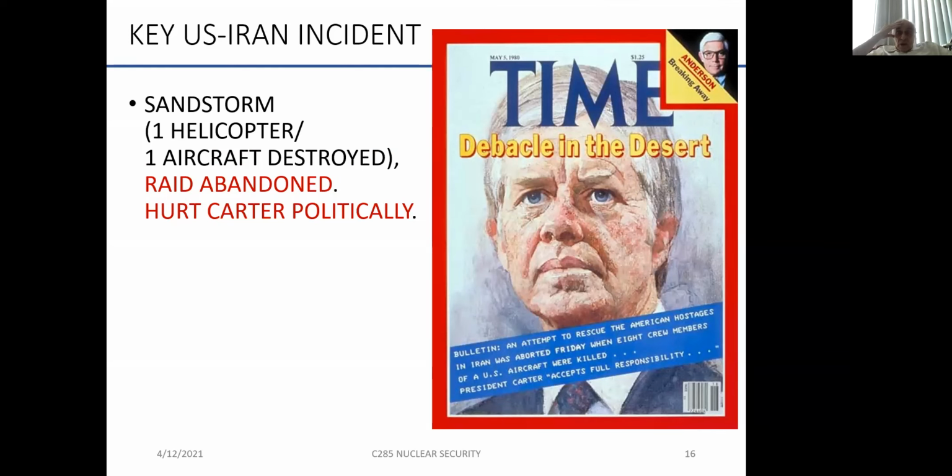This worst case scenario, it couldn't have gone worse for President Carter. The sandstorm, the helicopter, the aircraft destroyed, the raid abandoned, the hurting of Carter politically. It's horrible damage.